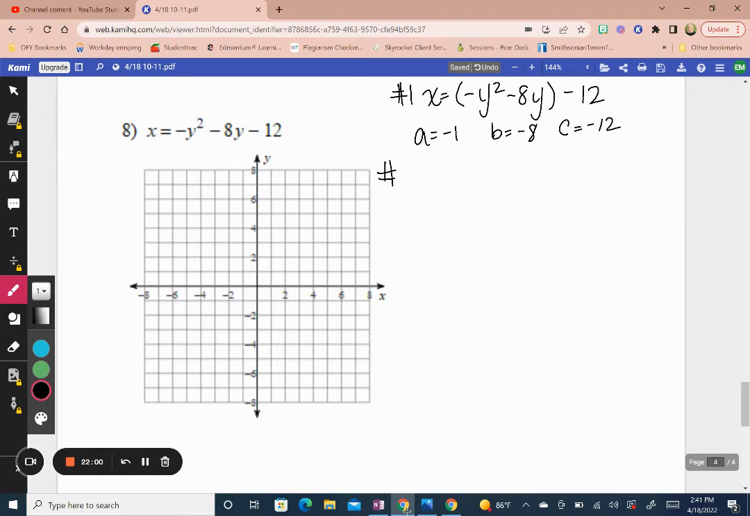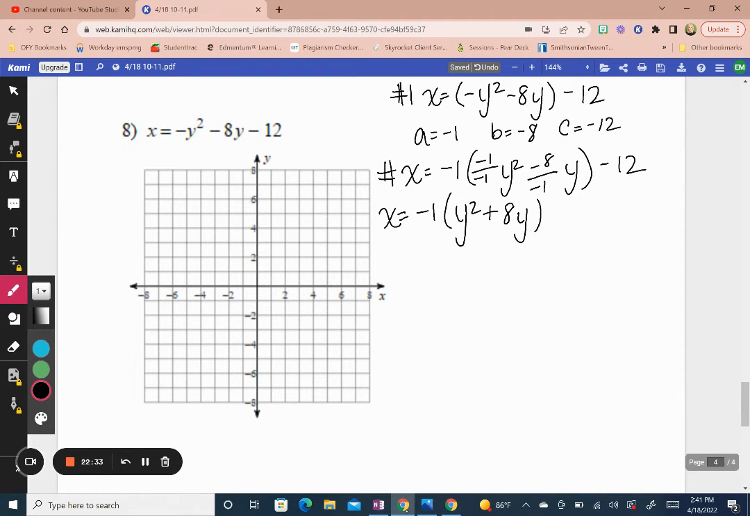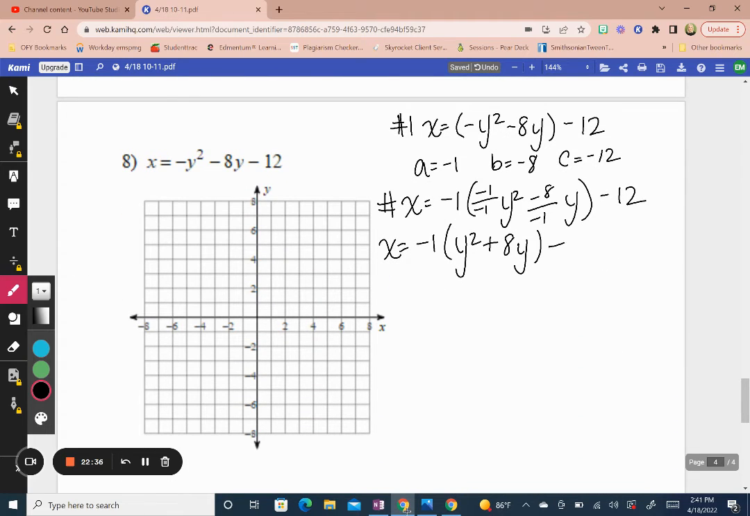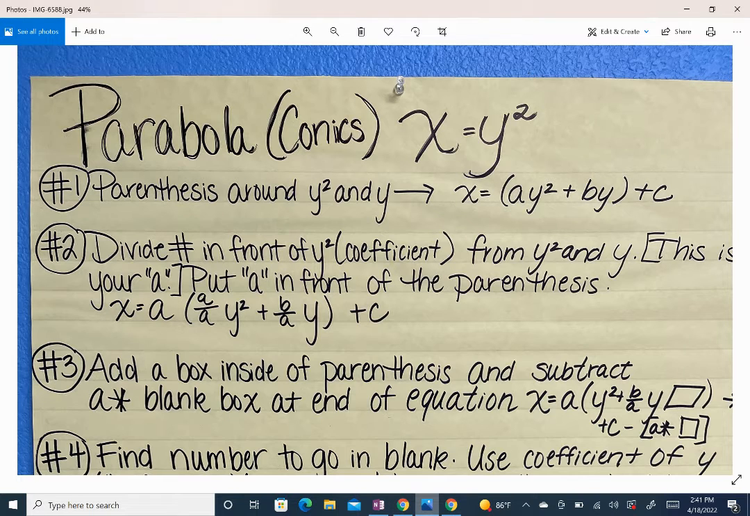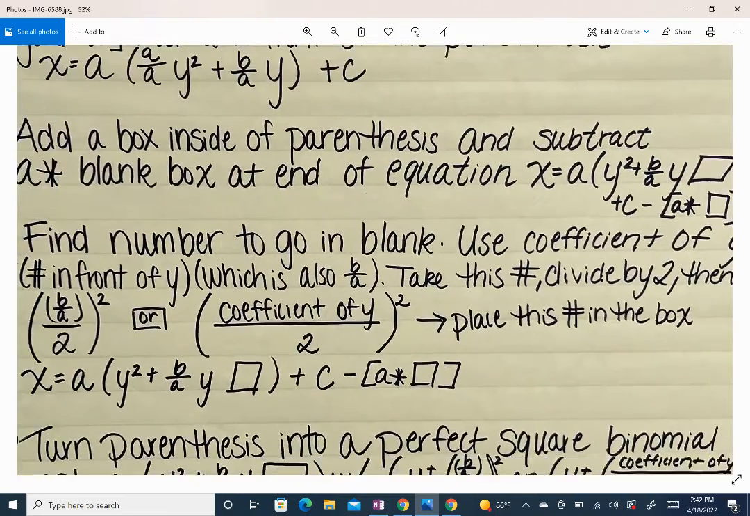So step number 2, I'm going to take my equation, bring out the a to the front, and divide my a into both the coefficients for y squared and y. So negative 1 divided by negative 1, y squared, minus 8 over negative 1, y, minus 12. X is equal to negative 1. Negative 1 divided by negative 1 is 1, so just y squared. Negative 8 divided by negative 1 is a positive 8, so positive 8y minus 12. Okay, so that was step number 2.